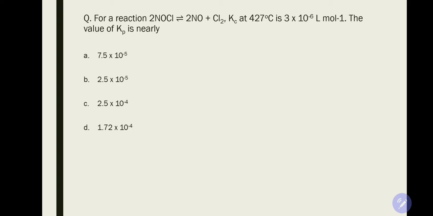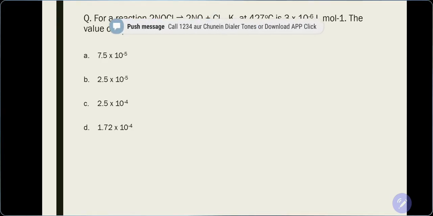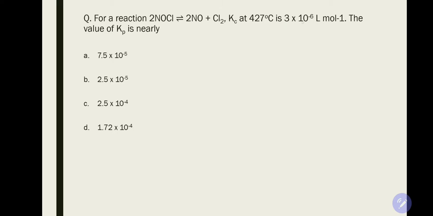Next question is, for the reaction 2NOCl gives 2NO plus Cl2, Kc at 427 degrees Celsius is 3 into 10 raised to minus 6 liter per mole. The value of Kp is nearly what? Now they have given you the reaction, and they have given you the value of Kc also. You have to find the value of Kp, that is, the equilibrium constant at partial pressure. Now let us write the reaction.